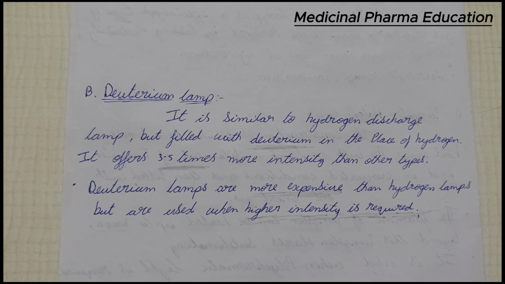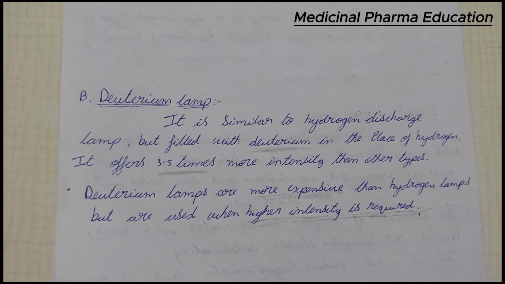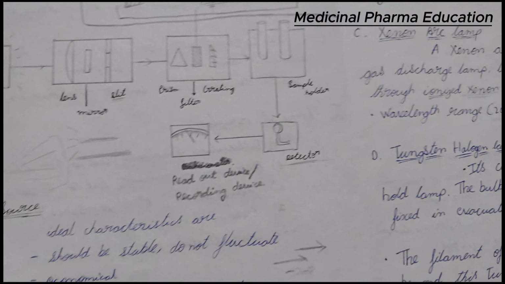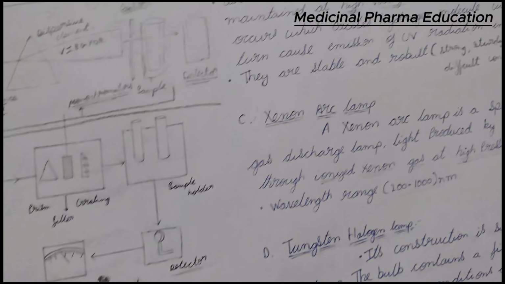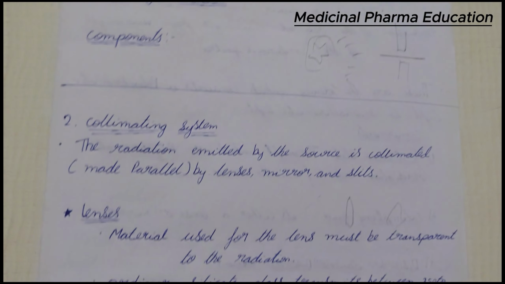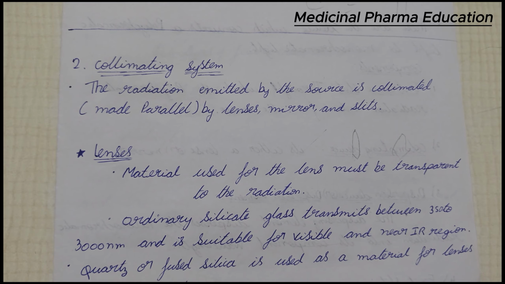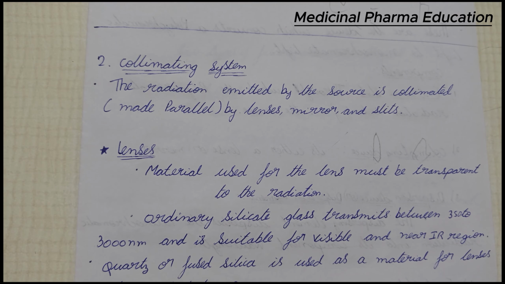These are the 4 types of light sources: the hydrogen lamp, deuterium lamp, xenon arc lamp, and tungsten lamp. All four are very important because every type of light source is used in some instrumentation. This video is going to be a little longer than the previous videos.